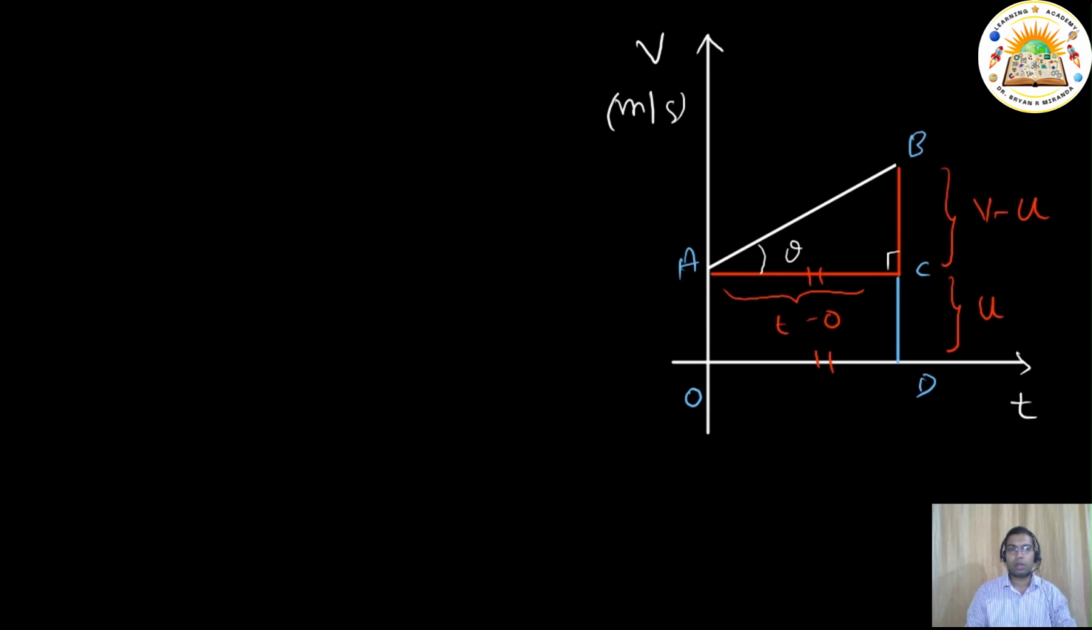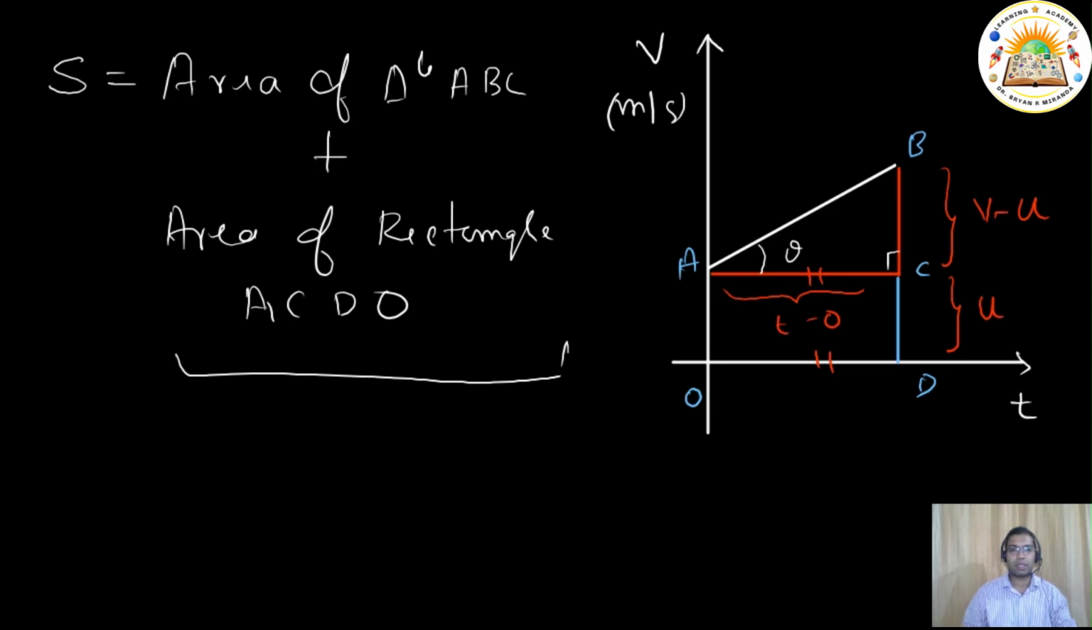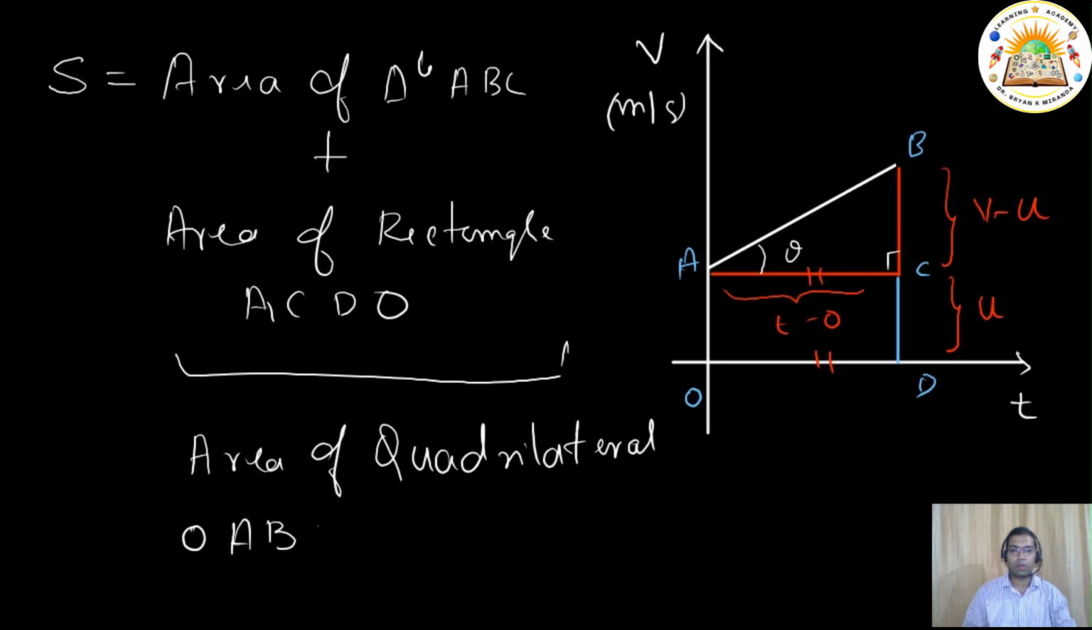The second equation talks about displacement. So for that, let us have a look at this. Here displacement is given by the area of triangle ABC plus area of rectangle ACDO. Now this collectively can be written as area of quadrilateral OABD.